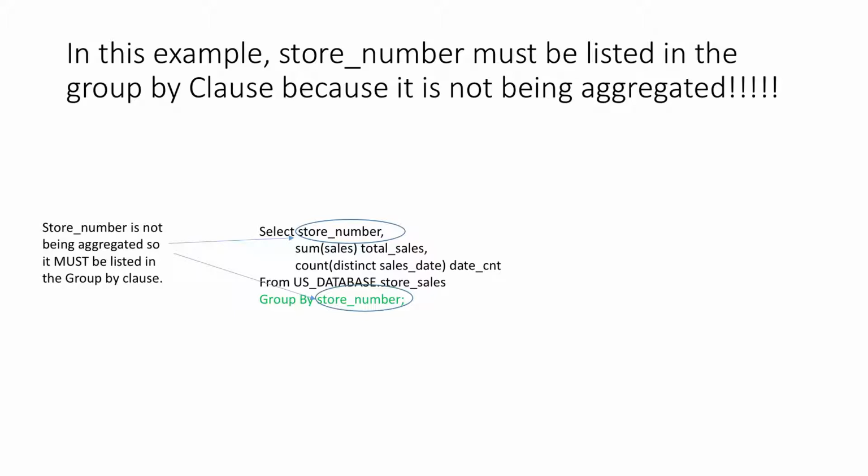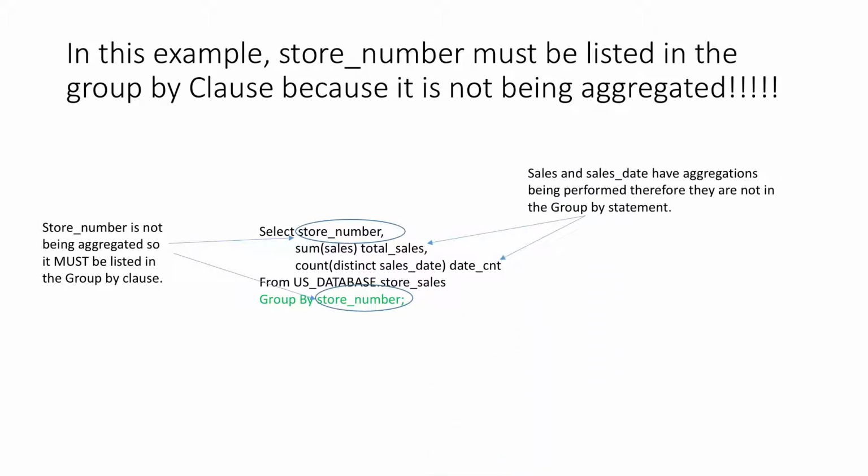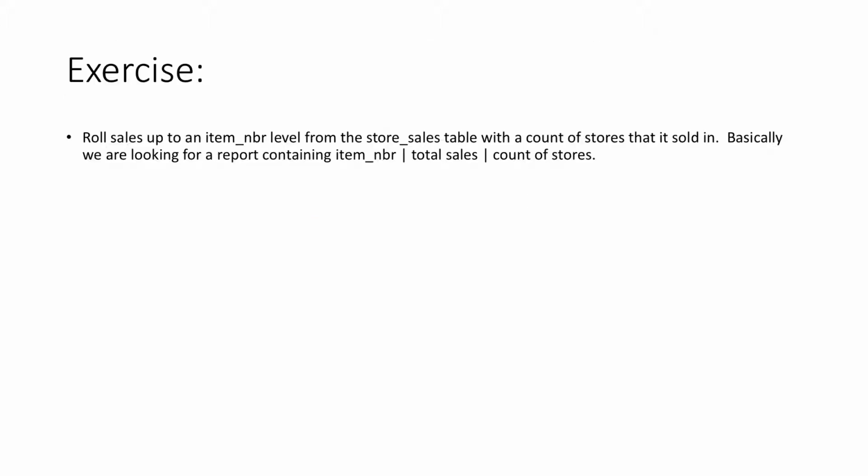Now, intuitively, you would think that the system would know, hey, if I'm not performing an aggregation on it, then I automatically should roll up to that. But it's just something in the, I guess, ANSI standards where we have to put it in the group by clause. Again, these 2 columns are being aggregated, so we don't include them in the group by.